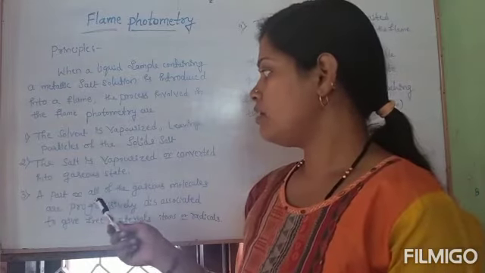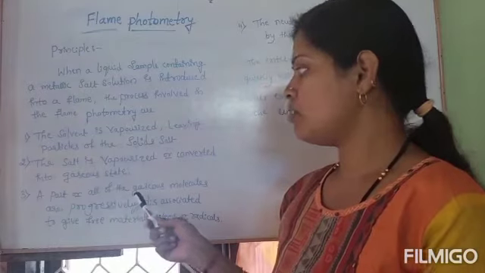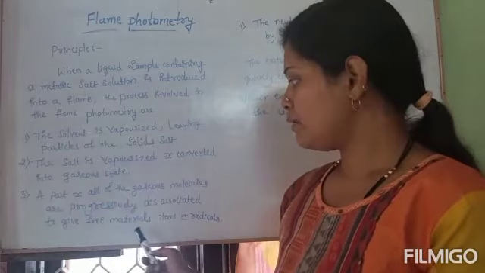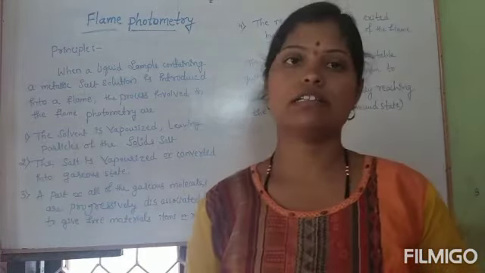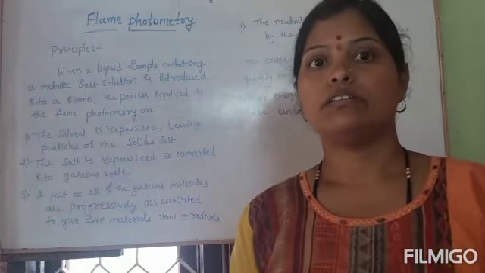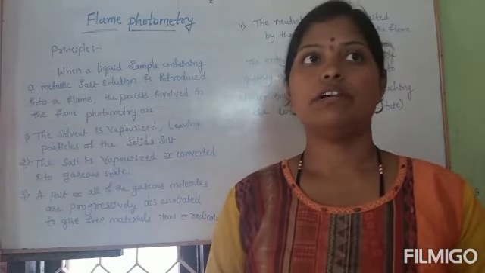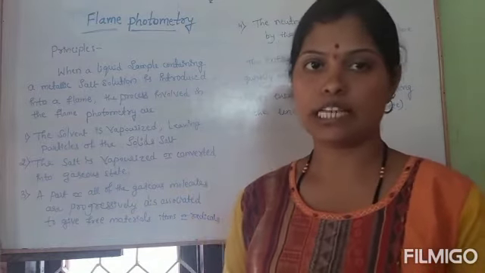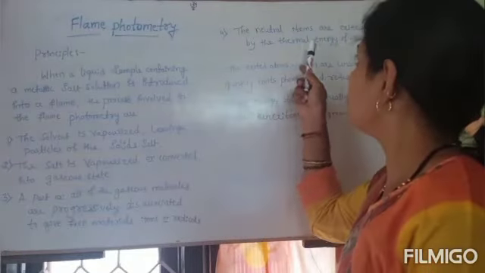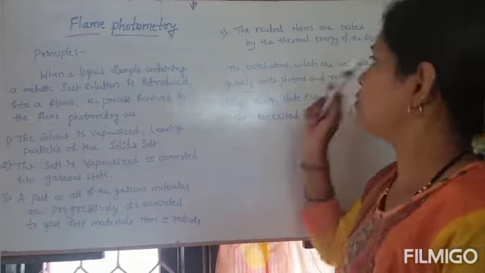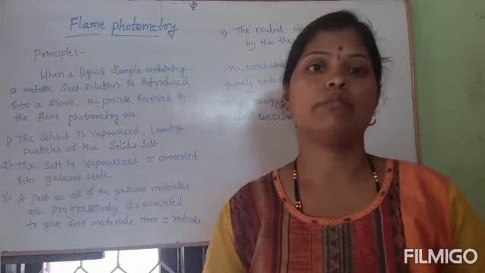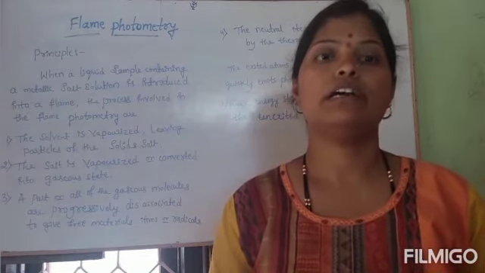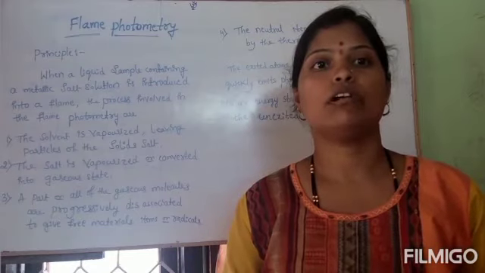In the third step, part or all of the gaseous molecules are progressively dissociated to give free atoms or radicals. The remaining part of the solution is converted into free radicals or free atoms. The fourth step: the neutral atoms are excited by the thermal energy of the flame. It means the heat of the flame causes them to be excited to a higher energy level.